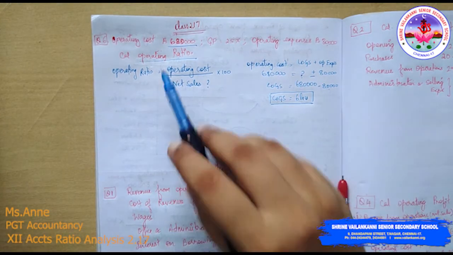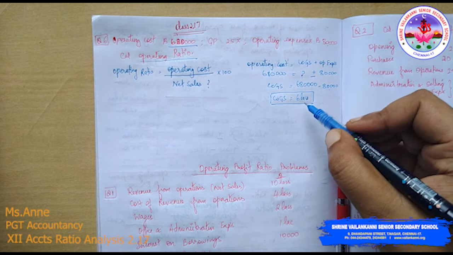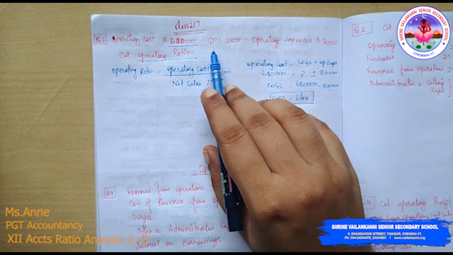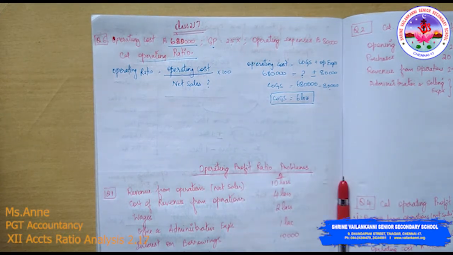What is asked? Operating ratio is asked. For that we need cost of goods sold. Why do we need cost of goods sold? Because there is only one hint. Gross profit is 25%, they have given.